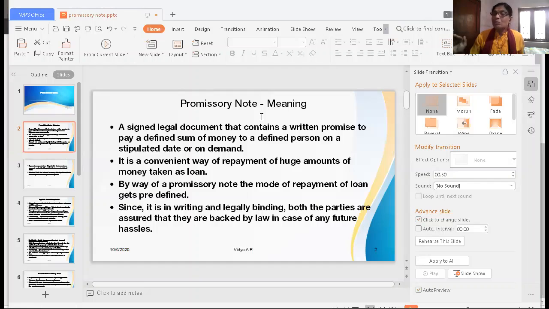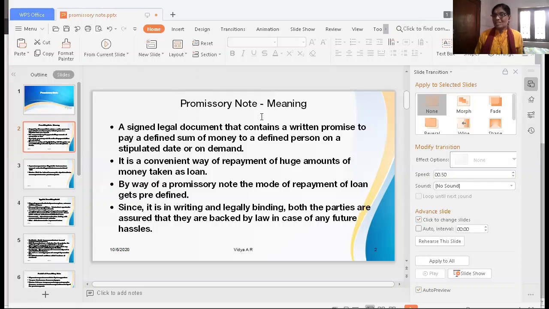And it is provided to a defined person. That means the identity of the person is clearly mentioned. And date also is important. When you are writing a deed, a date is always important. I have so many times told you the importance of the date when it comes to a particular legal document.